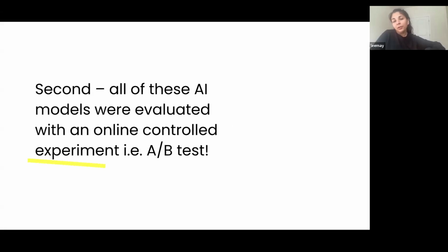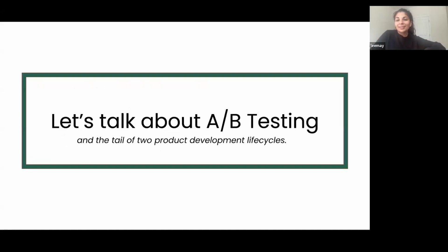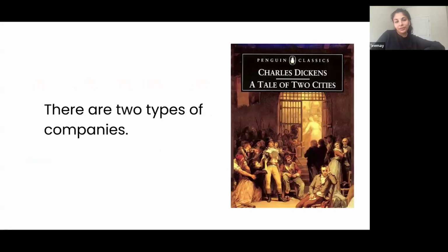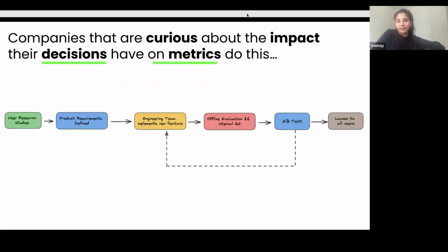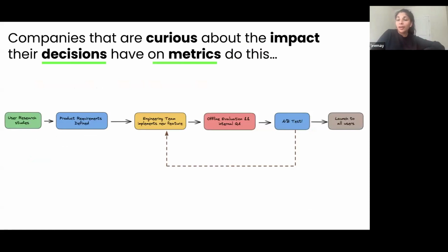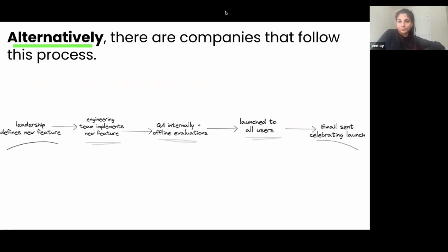Second, all of these AI models were evaluated with an online controlled experiment, an A/B test. So let's talk about A/B testing and a tale of two product development life cycles. There are two types of companies out there. There are companies that are curious about the impact of their decisions and how those decisions are informed by metrics.